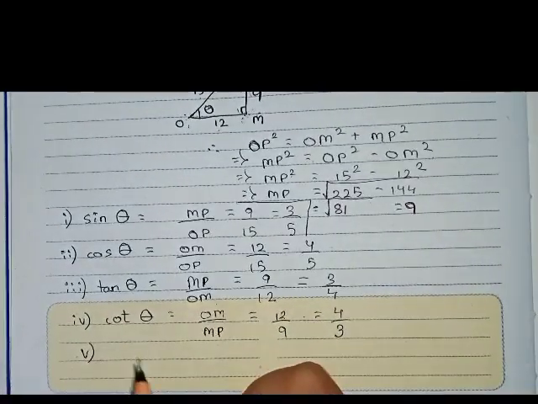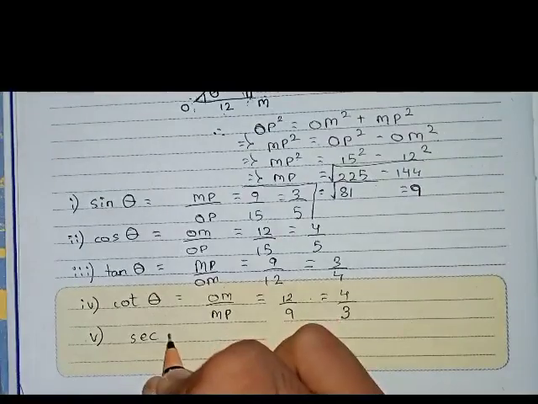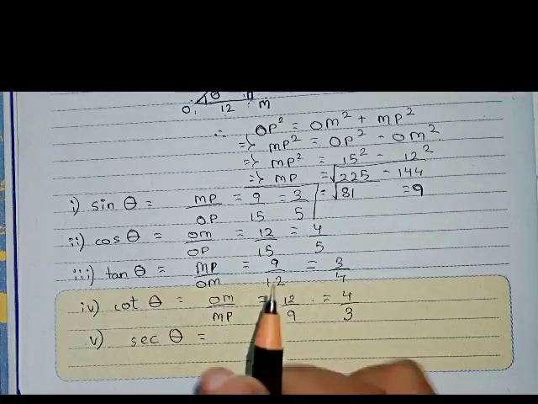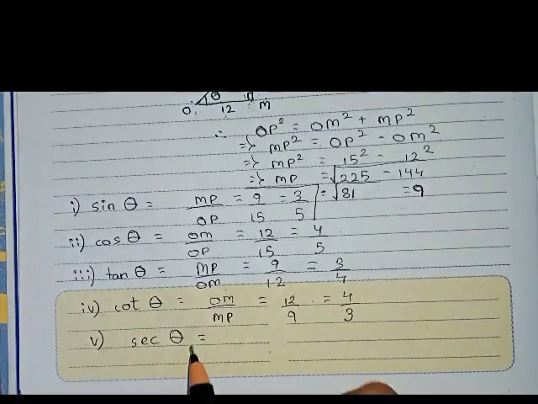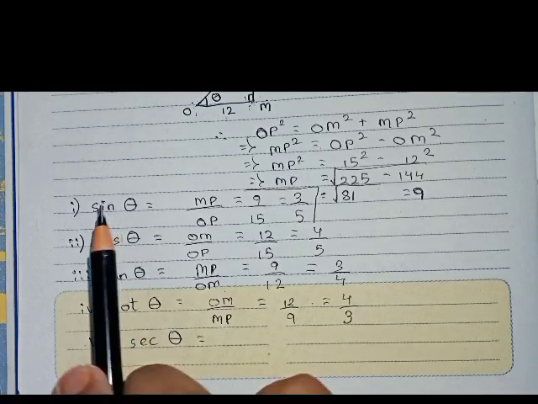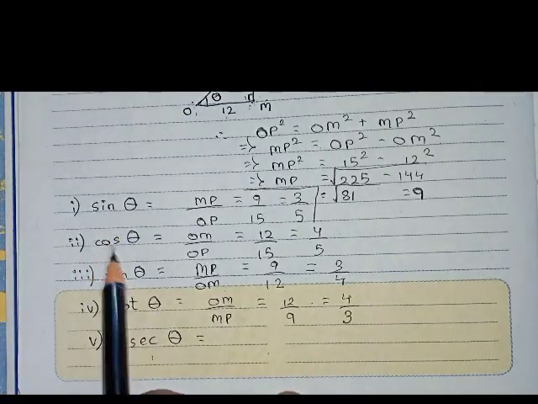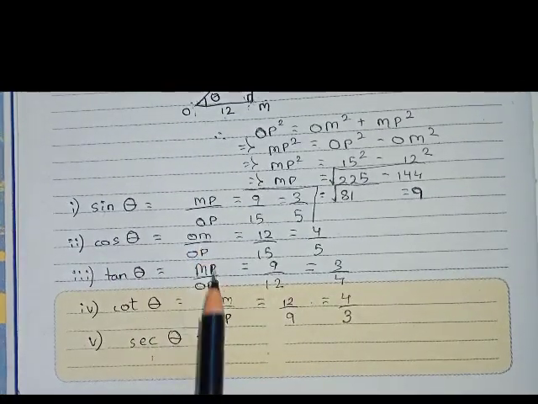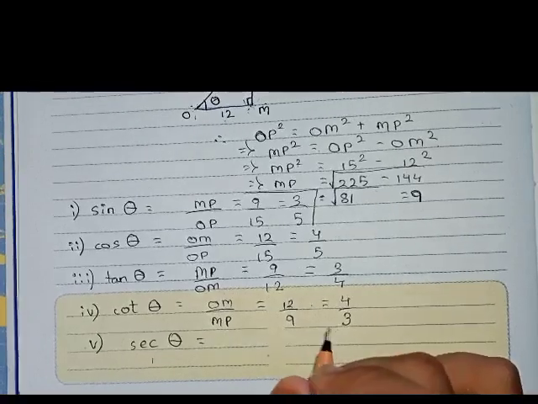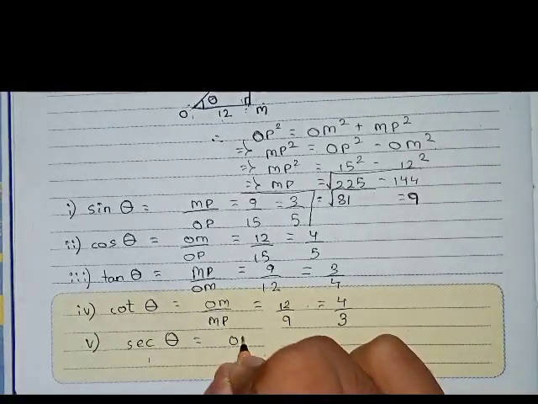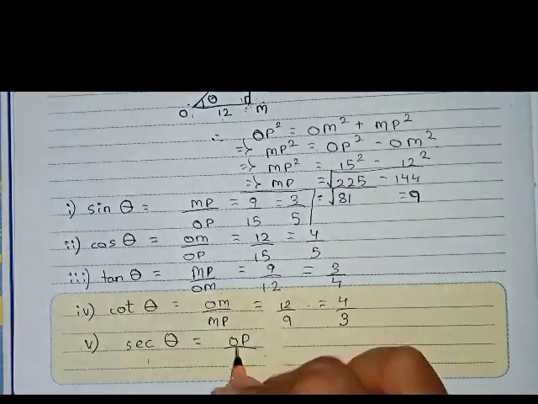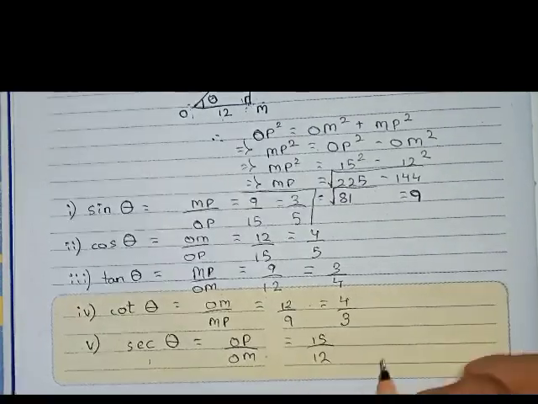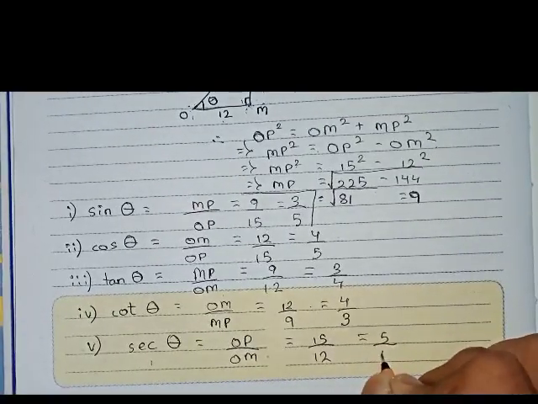Number 5 is sec theta. Sec theta is the reciprocal of cos theta, not sin theta. Cos theta is base by hypotenuse, so sec theta will be hypotenuse by base. Our hypotenuse is OP and our base is OM. OP value is 15 and OM value is 12. Cut by 3, it will become 5 by 4.